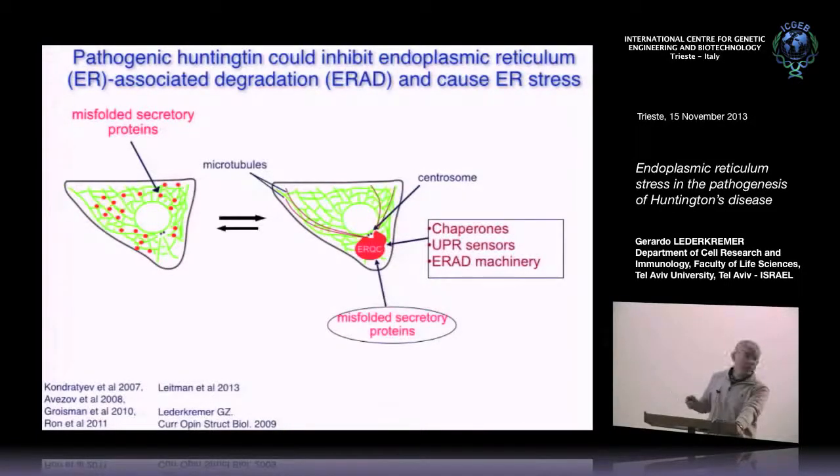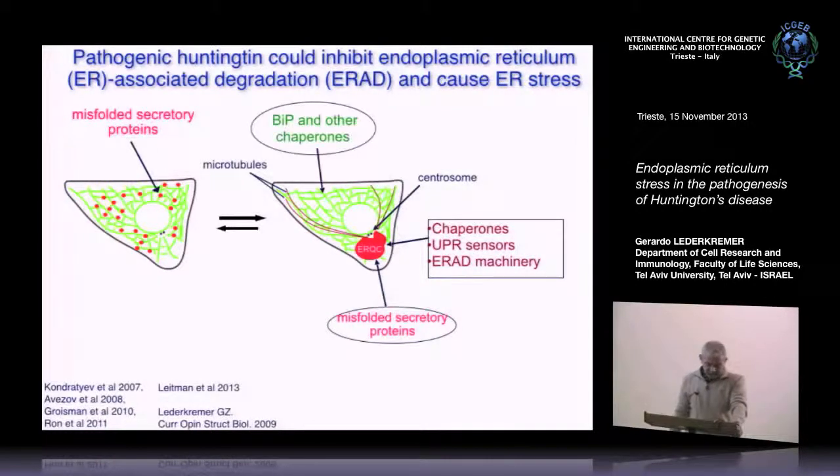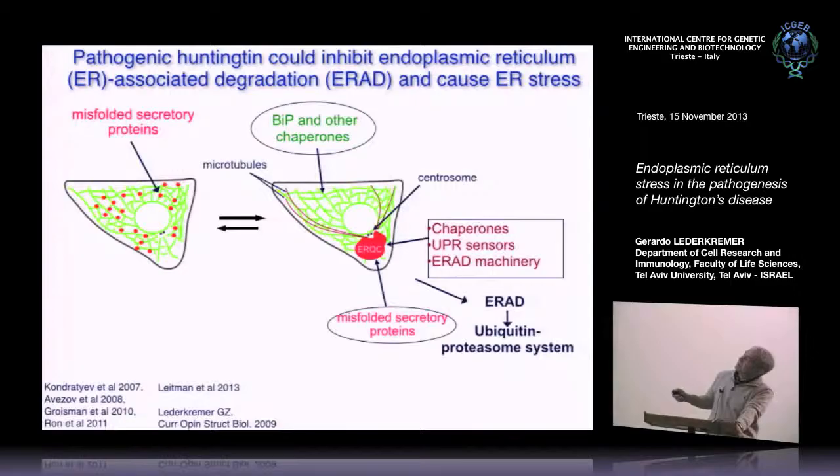When you get the accumulation of these misfolded or unfolded proteins, this recruits chaperones, the machinery for ERAD, and also the UPR sensors, the proteins that sense and signal the unfolded protein response. Other chaperones, for example the abundant BiP, do not concentrate there. It remains distributed in the rest of the ER. From here you would get ERAD, because the ERAD machinery is here. The proteins would move to the cytosol, to the ubiquitin proteasome system, to be degraded.